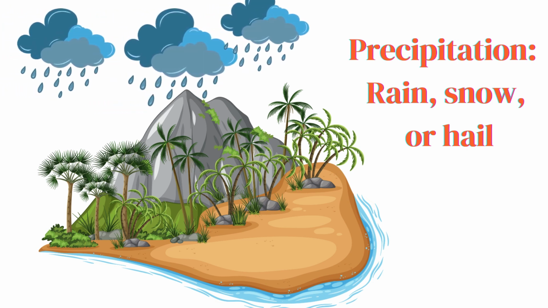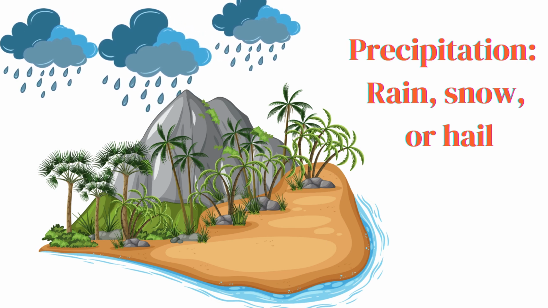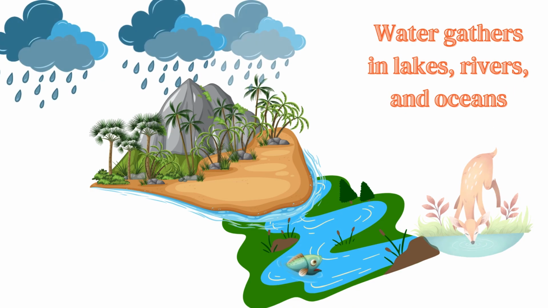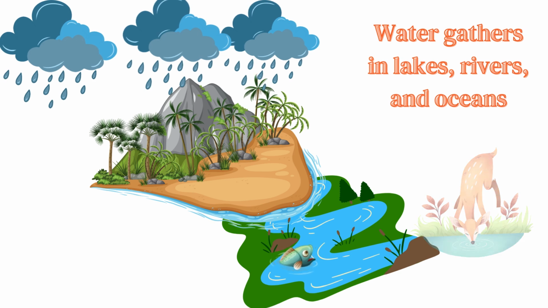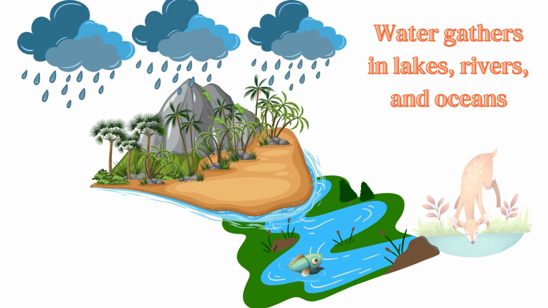When they get too heavy, they let the water fall back to the ground as rain, snow, or hail. This is called precipitation. Once the water hits the ground, it collects in rivers, lakes, and oceans. And guess what? This is where it all starts again.